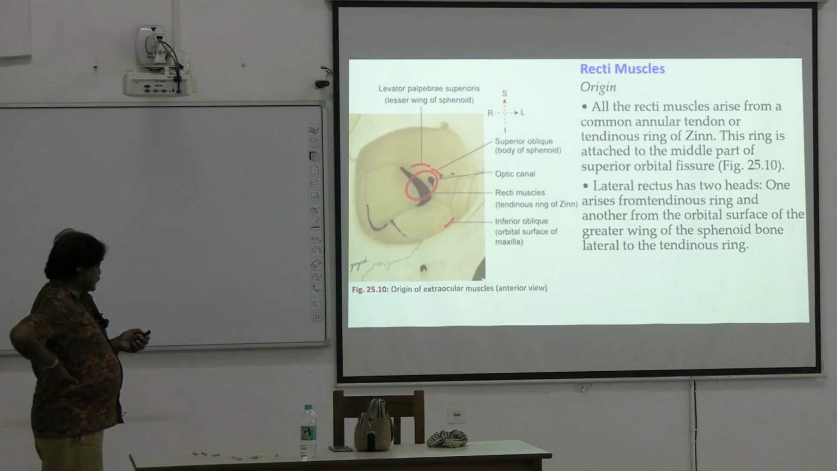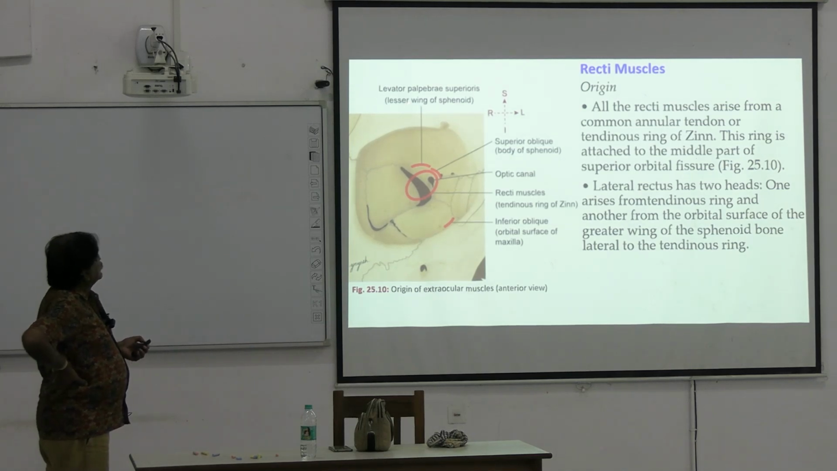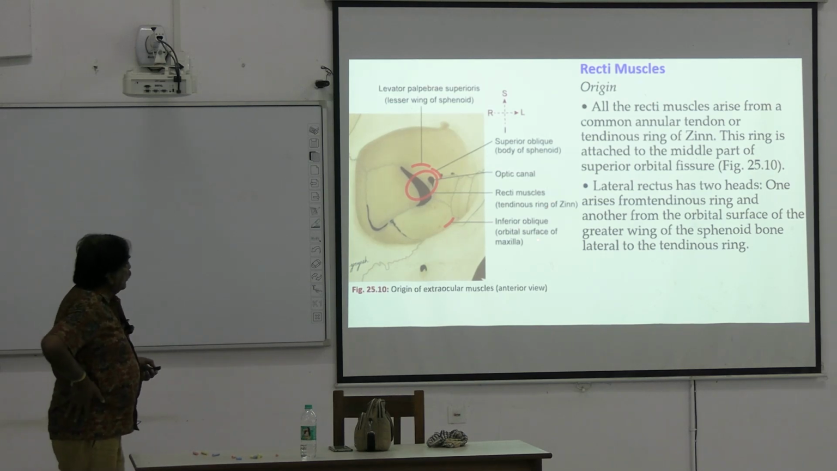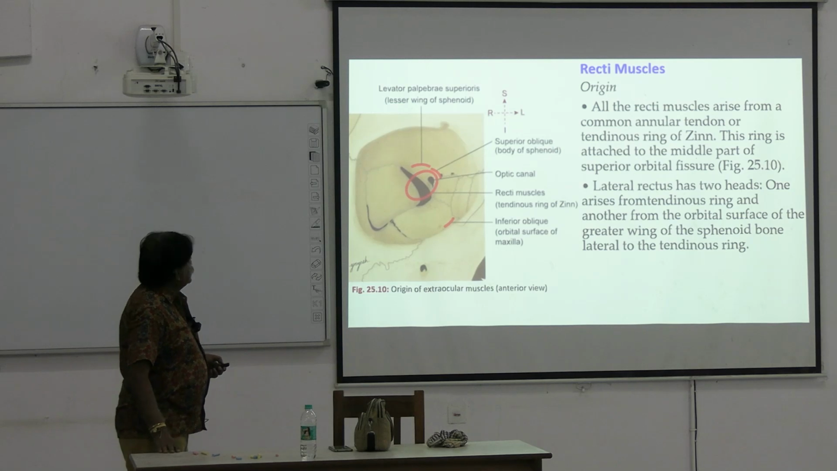Now, recti muscles. Levator Palpebrae Superioris arises from the lesser wing of sphenoid, the superior oblique from the body of the sphenoid, and this is the optic canal. This is recti muscles, tendinous ring of Zinn. It can be a small MCQ question. Inferior oblique, orbital surface of the maxilla.